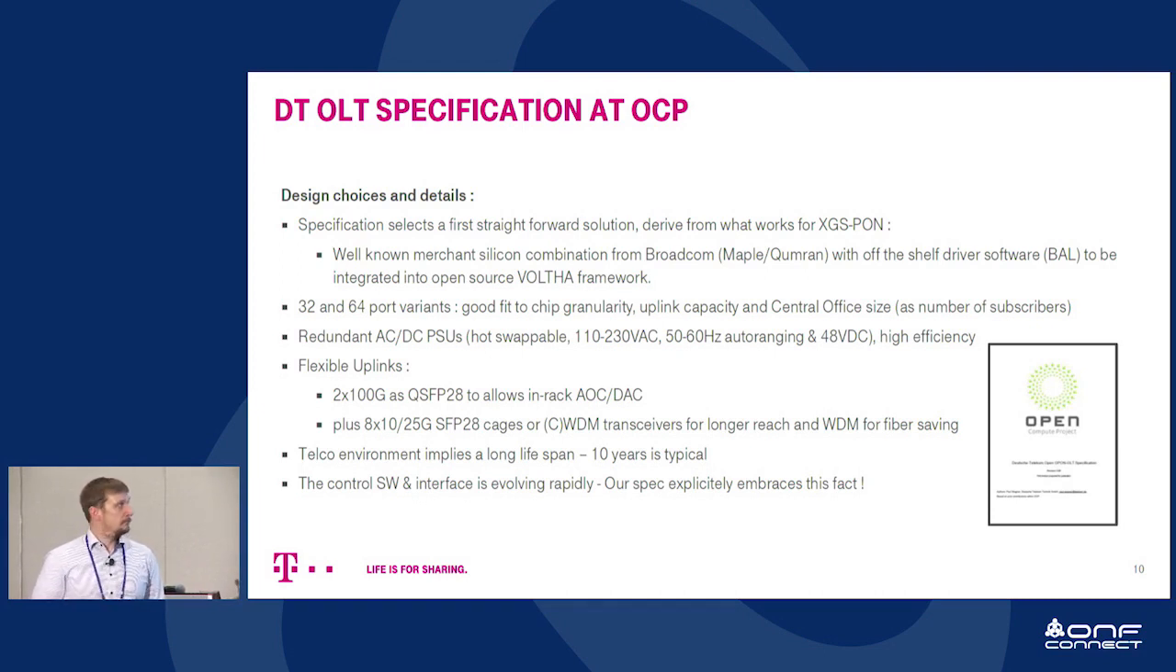So all these guidelines brought us to that kind of OCP spec, as you can find it publicly available on the OCP server today. Here I just briefly mention some major aspects from my point of view inside this specification. It's based on the same chipset combination as we have for the XGS-PON version already. That comes from the idea to use a lot of commonalities to be quicker, of course. Then we have described two different versions: a 32-port version and a 64-port version. The 32-port is 1 rack unit high. The other one is a 2 rack unit high version.